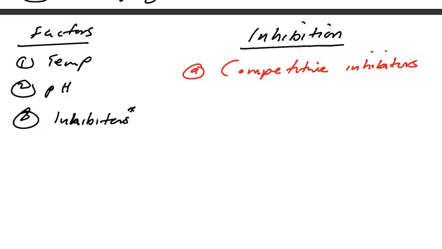They have the same lock and key design as the substrate and the enzyme. It will just reduce the number of substrates combining with your enzyme. So these are called competitive inhibitors. Then the other one is non-competitive. Non-competitive does the opposite. It will just bond to the inactive site of the enzyme, hence deforming the active site.